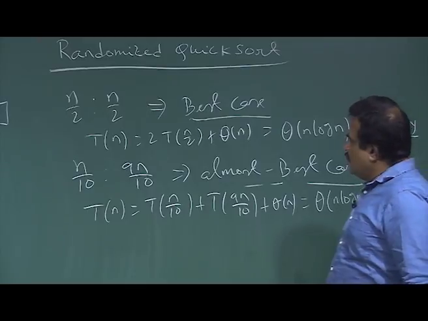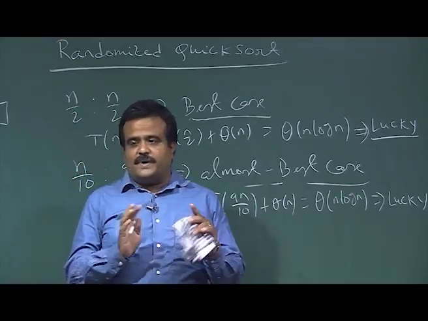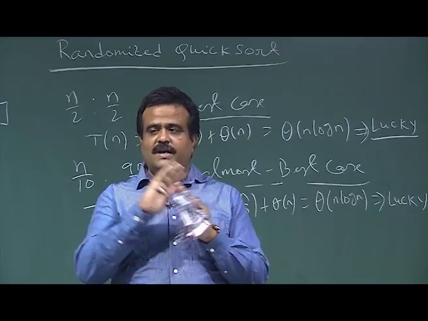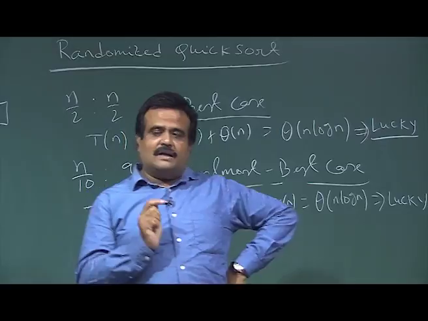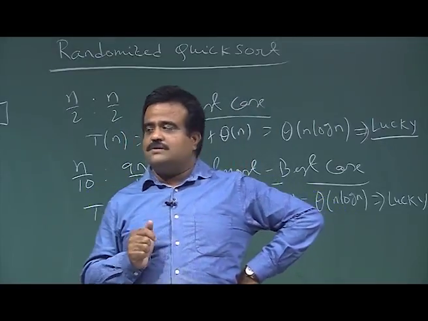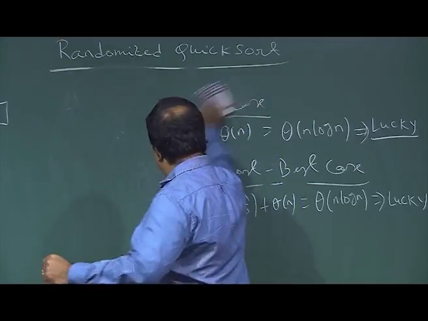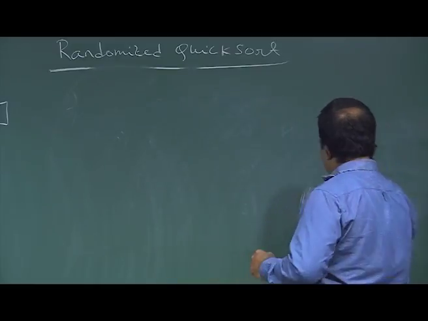Okay. So, even if the partition can guarantee some little fraction on one side and the remaining elements on the other side, then also it is the lucky case. And the unlucky case, the worst case, is basically 0 and n minus 1. That means, if we choose the pivot element to be the minimum or maximum.